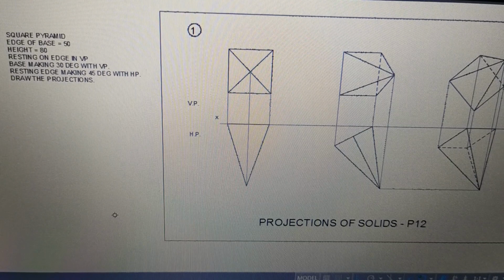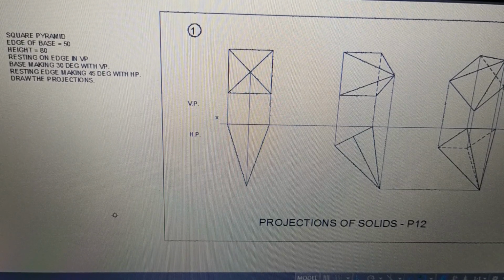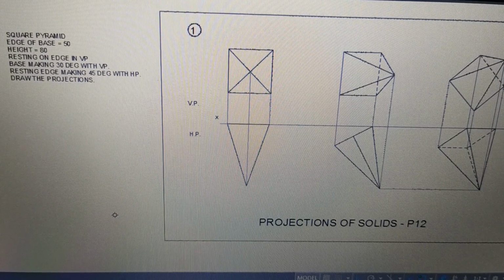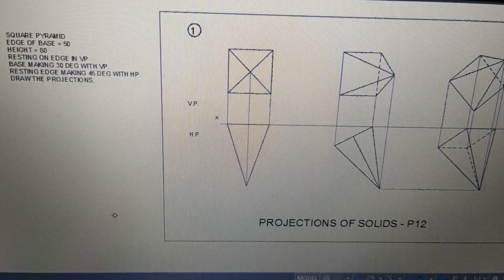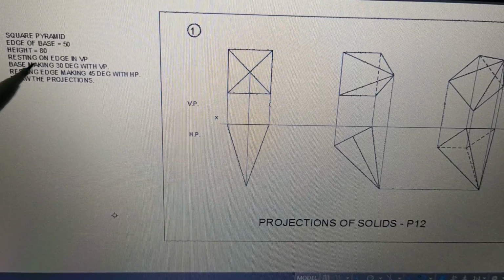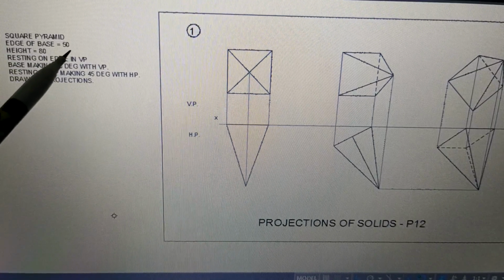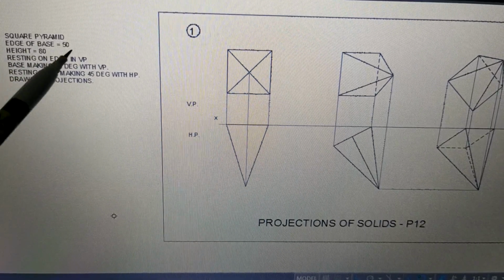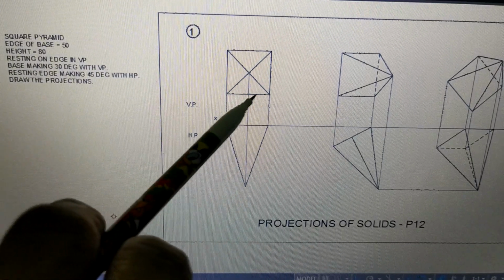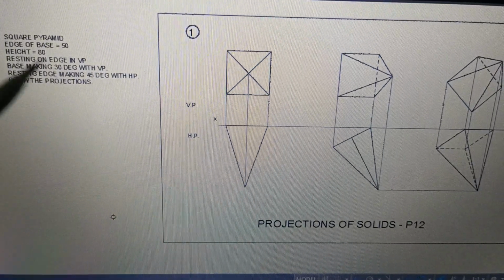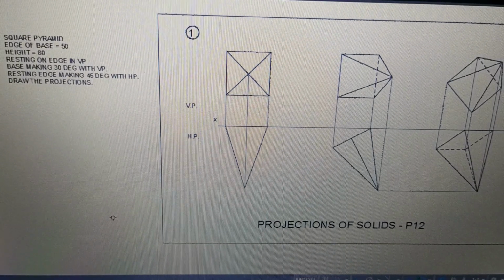So today's exercise is P12, practice sheet number 12, which will cover a total of 4 problems. This is problem number 1. If I read the problem, it says it is a square pyramid. It has an edge of base 50 and a height of 80. That means this is 50 and this height is 80. It is resting on the edge in VP.